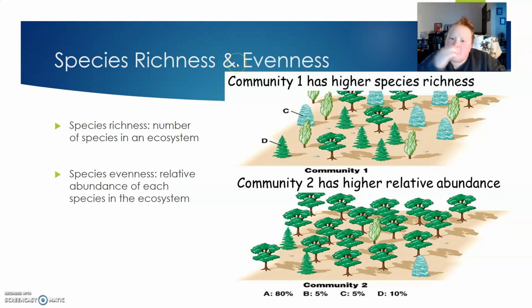In our pictures here, community 1 has a higher species richness because it has a greater number of species, whereas community 2 has a higher relative abundance. I wouldn't say community 2 is even, but species A is definitely prevalent in community 2.